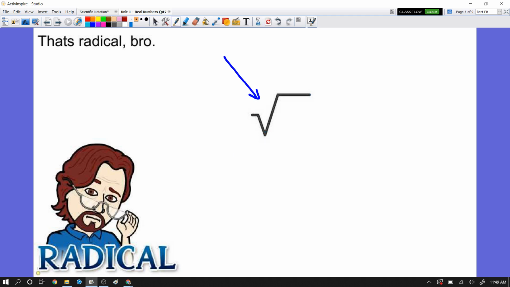This is called a radical. You're probably not going to hear the word radical very often, but you are going to hear square root. All right. So a square root, much like multiplication is to division. If you want to undo multiplication, you divide things. If you want to undo addition, you subtract things. If you want to undo a square of a number, you take the square root.